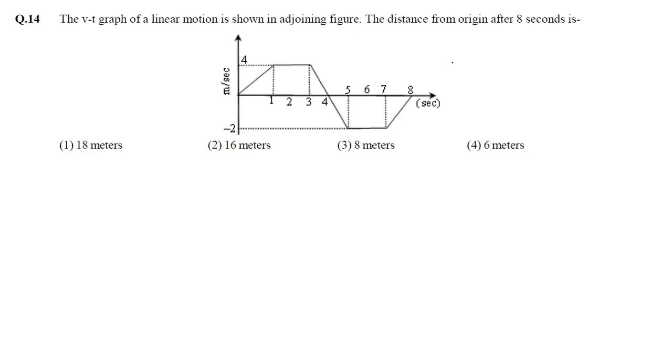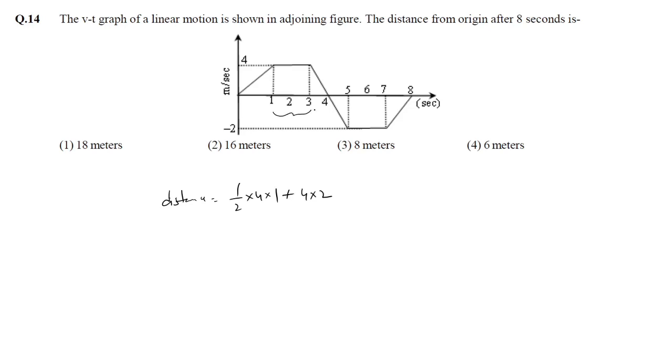Now next, here also same thing, children. So velocity time graph of a linear motion is shown in the adjoining figure. So the distance from the origin after 8 seconds. Okay, so here you are observing triangle, rectangles and all the things. So if you want to find out the distance, area you should calculate. So first triangle, observe, half into base into height. Okay, and next rectangle, 4 into 2, right?